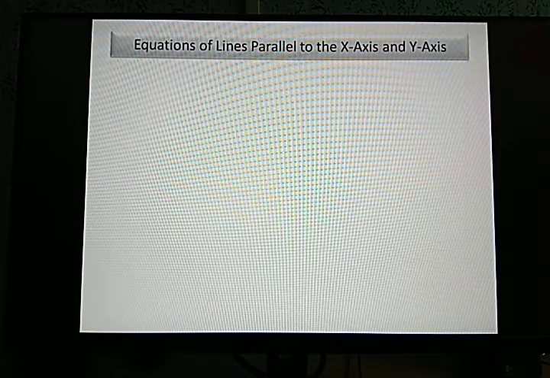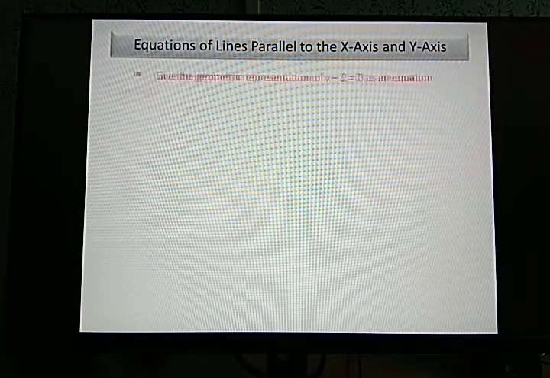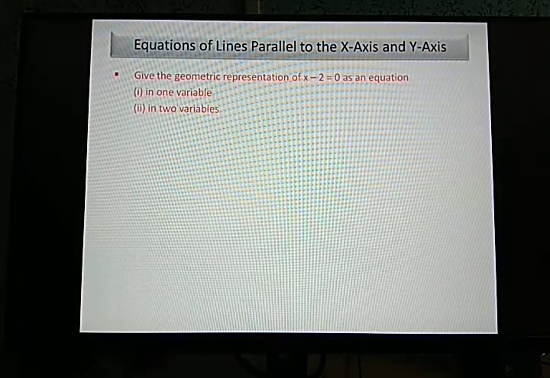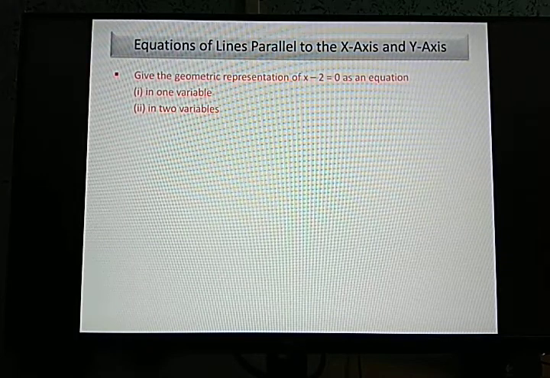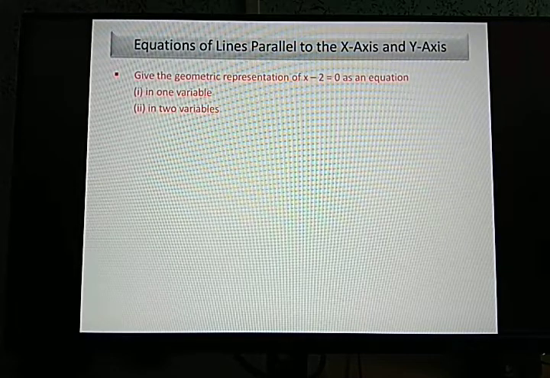So let us begin with an example. The first example says, give the geometric representation of x minus 2 equals 0 as an equation in one variable and in two variables. So let us see how to represent this equation in one variable as well as in two variables.